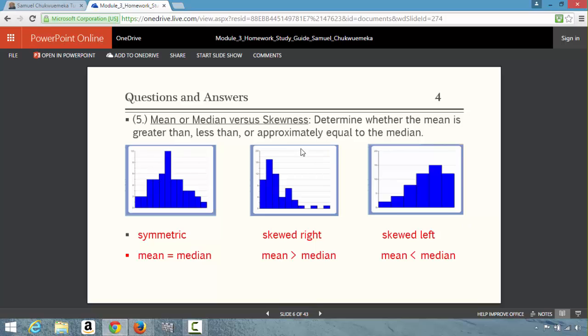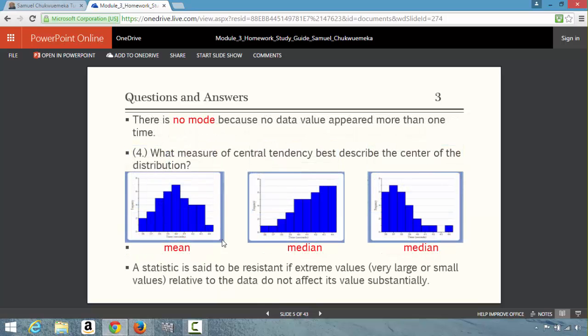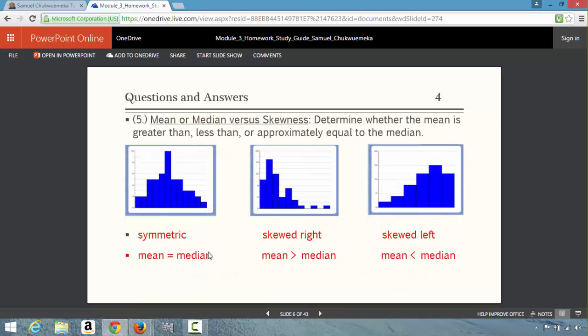Mean or median versus skewness. We just mentioned it. We say it's symmetric if the mean is approximately equal to the median. Then we say the distribution is a symmetric distribution, just like we have it here. If the mean is approximately equal to the median, then it is symmetric.